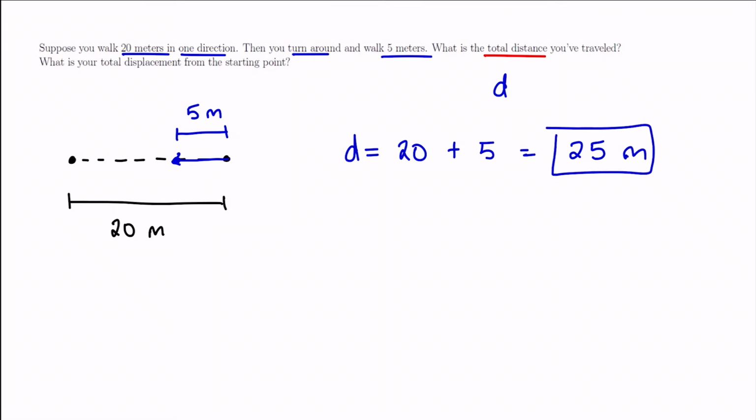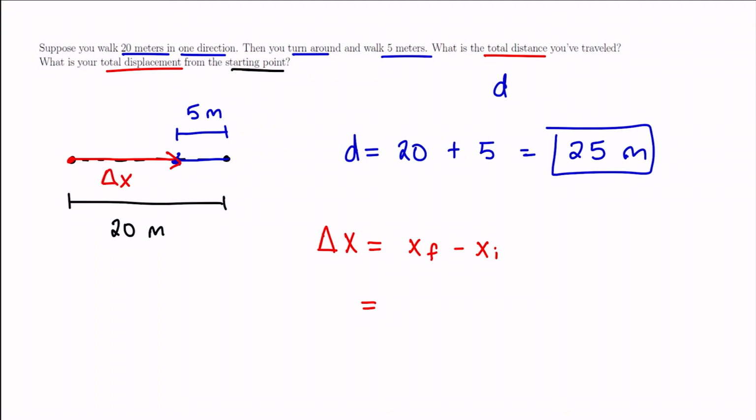Then it says, what is your total displacement from the starting point? Since displacement is a vector, we need to have a starting point, and so that's where we began. Displacement is written as delta x, which is math speak for a change in x. That is, some final position minus an initial position, because x represents position. On the graph, this is represented by a vector pointing from the initial position to the final position.